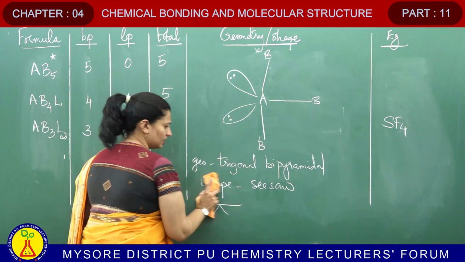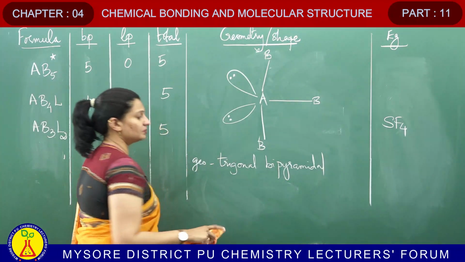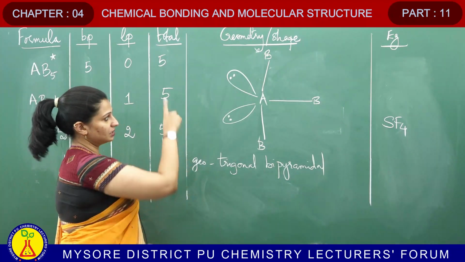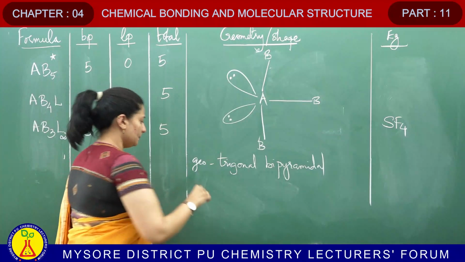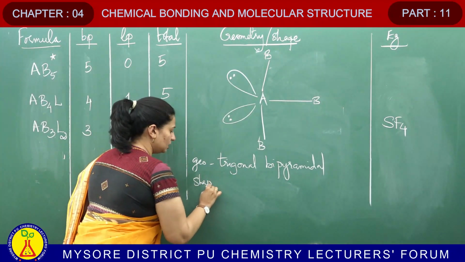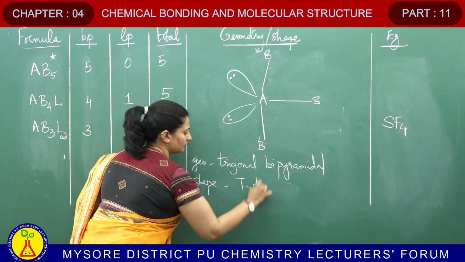The geometry, as always, remains trigonal bipyramidal. It is like 3 in the same plane, one above and one below. But the shape, we are going to call it T-shaped.